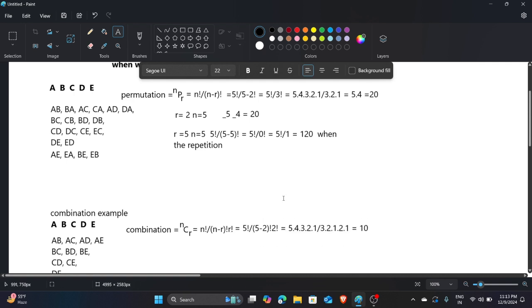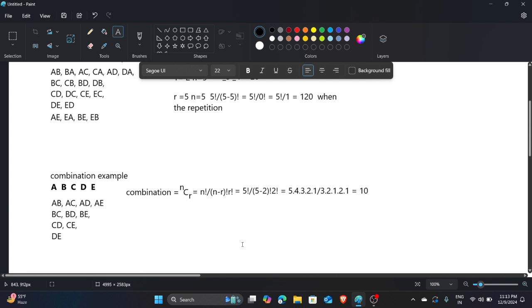If the situation is that we take three elements at a time, then the permutation answer, the total arrangements we can make, is 60. But in combination, when we do the same thing, taking three elements at a time, the answer is 10 only.